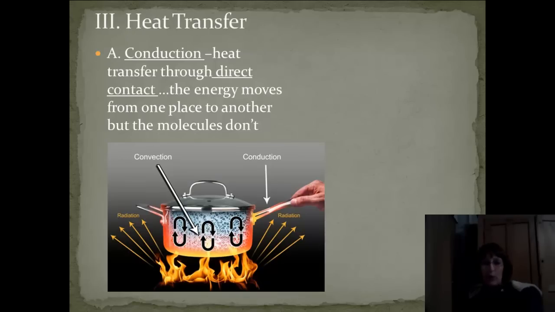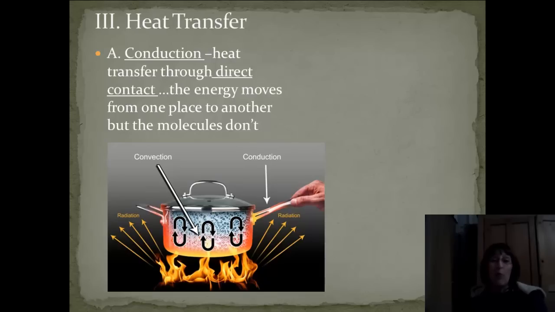First type of heat transfer is called conduction. And conduction is heat transfer through direct contact. You have to be touching. So if you've been around little bitty kids, every once in a while they'll reach out to touch something hot and you have to smack their hand and say no because you want to keep them safe. Because there can be so much heat transferred through direct contact, it can actually damage the skin. So conduction is heat transferred through direct contact.